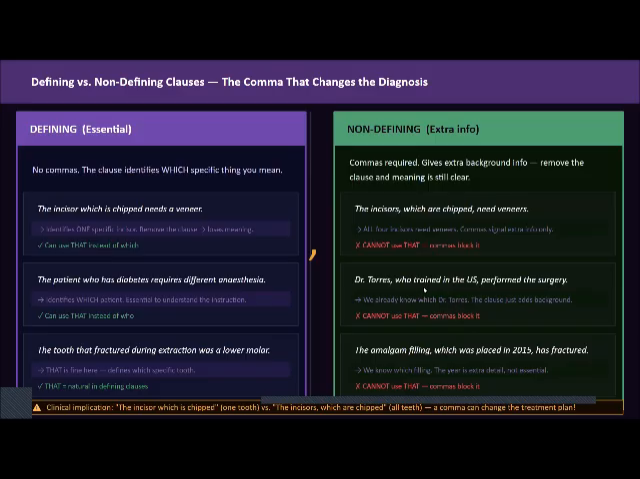All right? Now be super careful. If you know the situation requires the information to decide if it's a person or a thing, or to clarify, then it's going to be a defining clause. No commas. Make sure you connect your sentences.